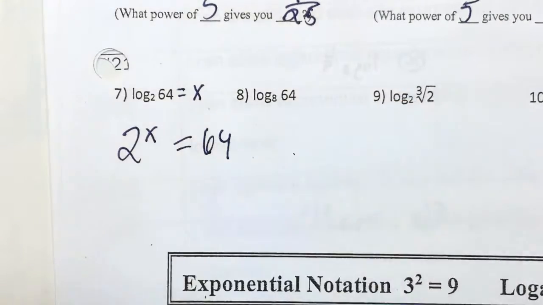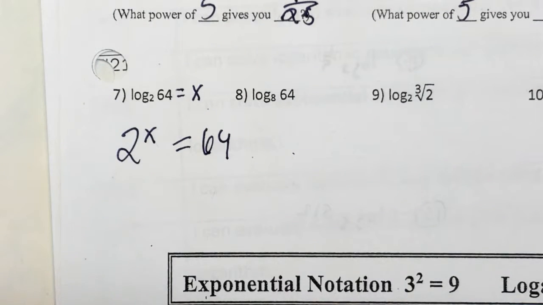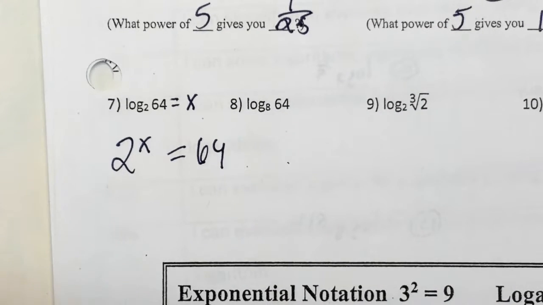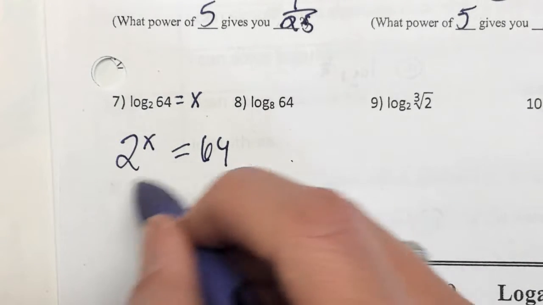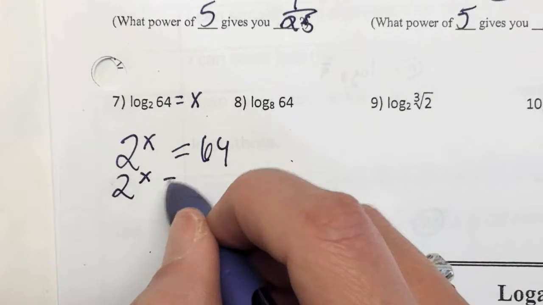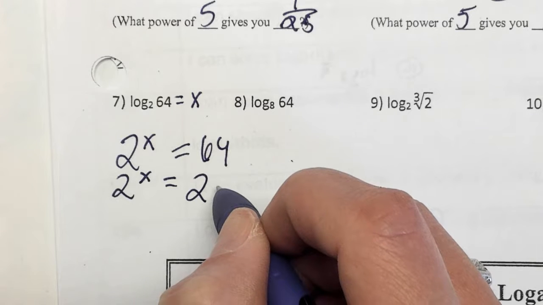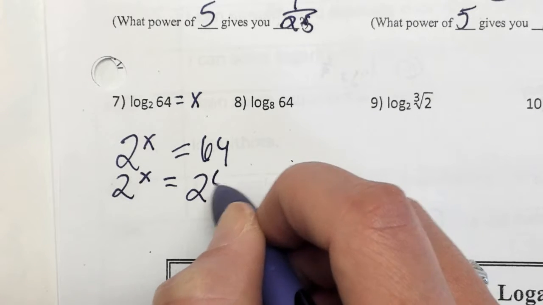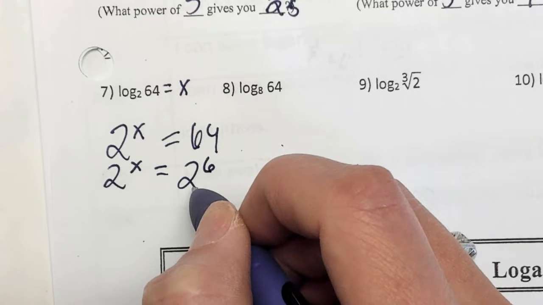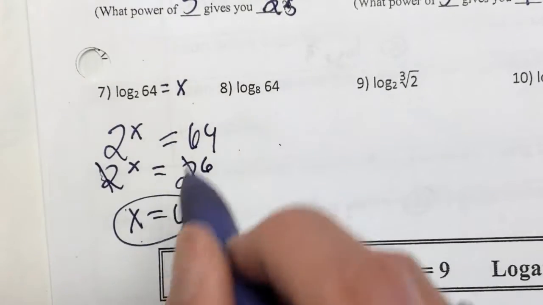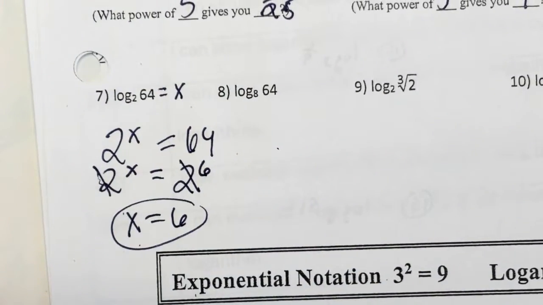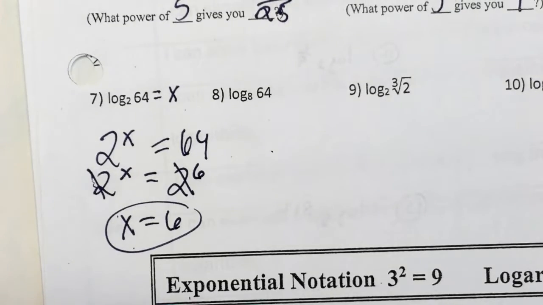Okay, if you didn't know it, here's what you could do. Remember how we had to find the same base yesterday? Yes, what would be the common base here? 2. This one's already 2. I just changed this one to 2 to the what? 6. And then I could do what with the bases? And x would equal 6. So if you have trouble, you can set it up like that and solve it like we did yesterday. If you can just think of it, just write it down.